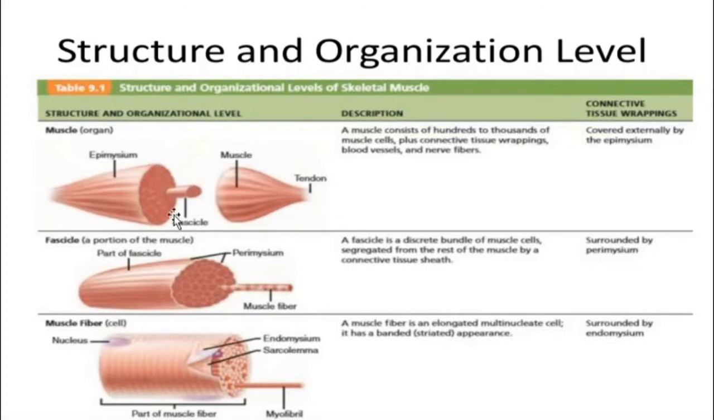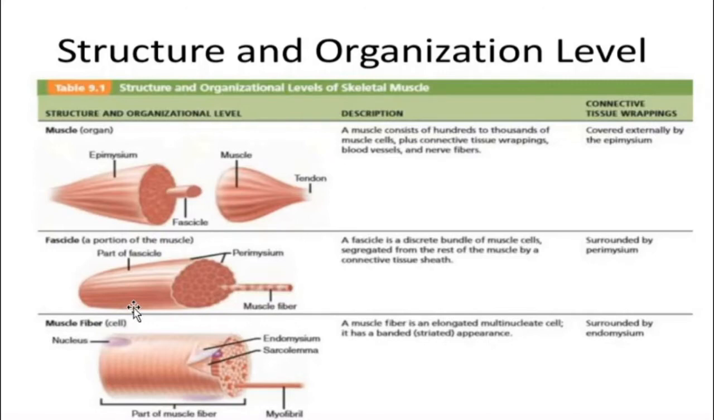Now let's get this fascicle. So let's proceed to another level. Fascicle is a portion of the muscle. So this is a part of the fascicle. Now the fascicle was covered again by a certain type of connective tissue called the perimysium. So this is a perimysium, a covering, a tissue.